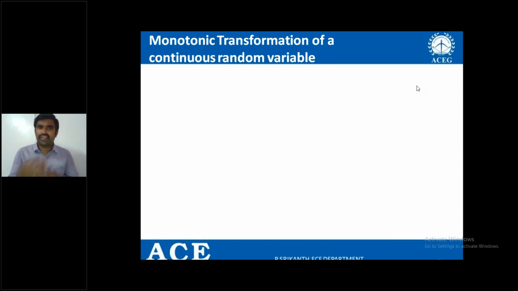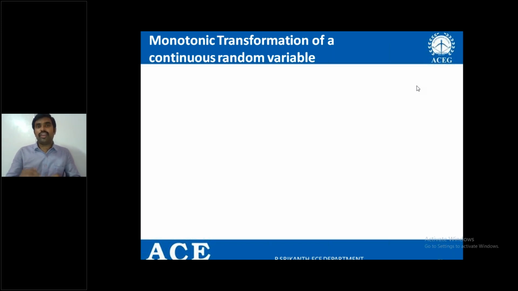In the transformation of random variables, first we started with monotonic transformation of a continuous random variable. We discussed the monotonically increasing transformation. If the relation between the random variable x and the new random variable y is a monotonically increasing relation, then how to derive the distribution function and density function of the new random variable y was discussed in the last session.